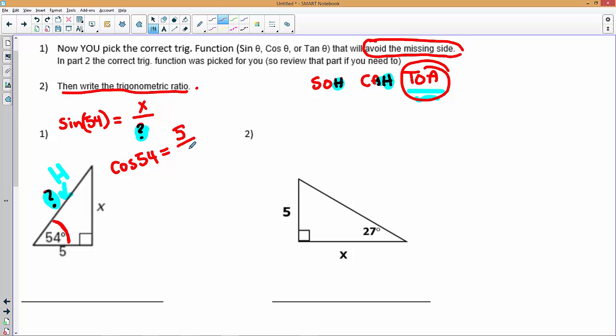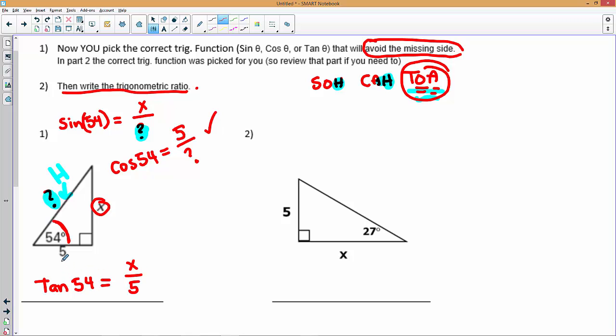Adjacent over hypotenuse. Again, I got a question mark, see? And I'm really trying to look for x. So this one's not solvable. This one actually is solvable. I could actually use this to find the hypotenuse, but that's not what they asked me for. They asked me for the x. So I really want to use an equation that's going to help me solve for x, and that's going to be tangent. So the final answer is going to be the tangent of 54 degrees, and the tangent of any angle is the opposite over the adjacent. So the tangent of 54 is equal to the opposite over the adjacent.